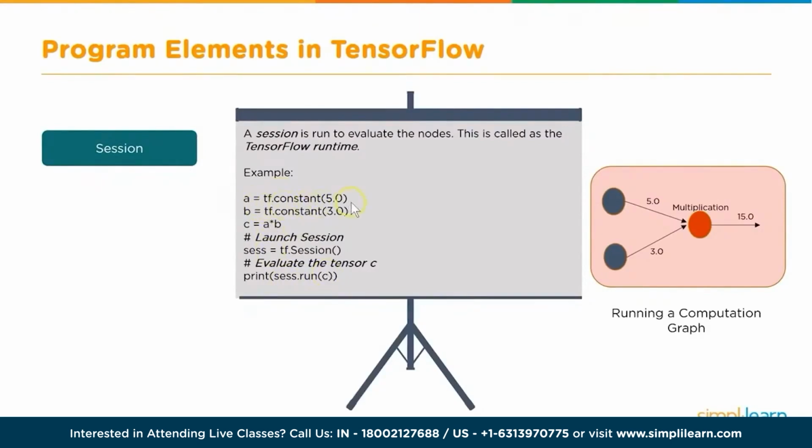A is equal to tf.constant, its value is 5, b is equal to this, and then you say c is equal to a into b, and then you create a session. Now remember, all this you're just creating a graph. At this point, no execution has happened. Only once you create a session and then say ses.run(c) will this whole thing actually get executed.